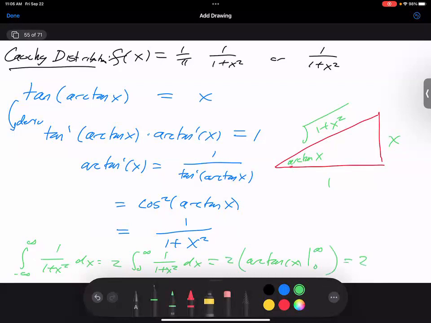So what angle has a tangent of infinity? Pi over 2. And what has a tangent of 0? 0. And there's our pi. So this proves that the normalization really should be 1 over pi to make this a probability distribution.